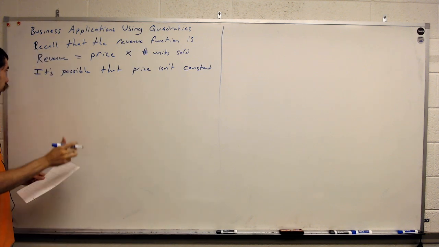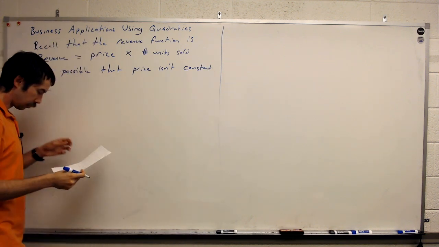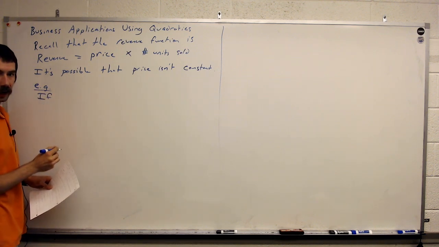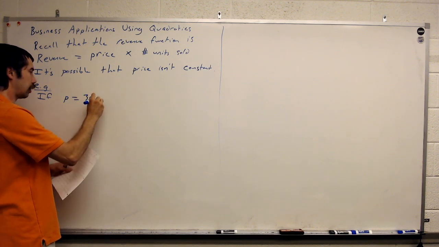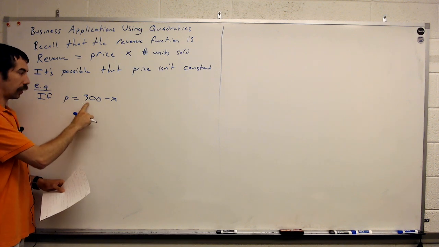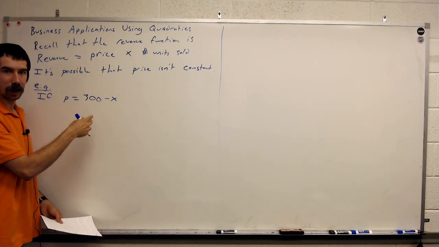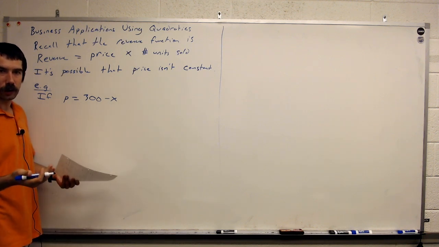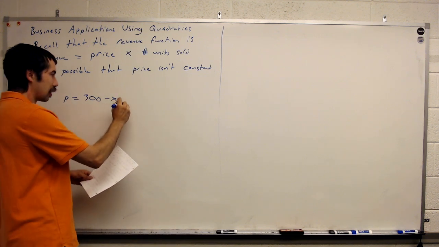So for example, we're going to use little p for price. So if our price function is 300 minus x, right? So this is saying if we sold 1 unit to somebody, we would charge $299. If we sold 100 to them, we would charge $200 each.